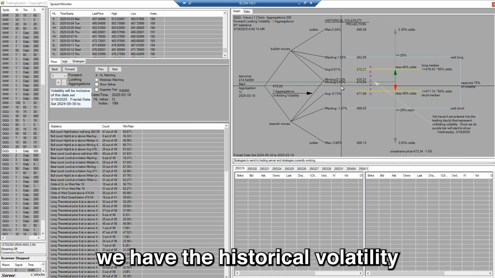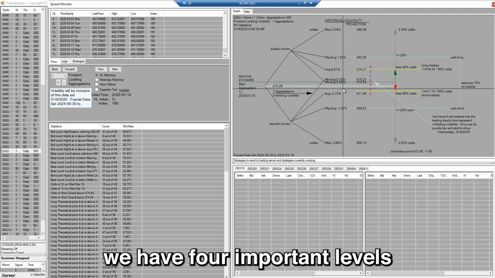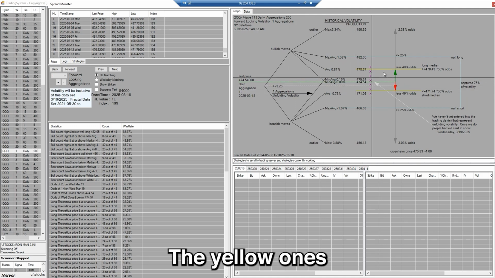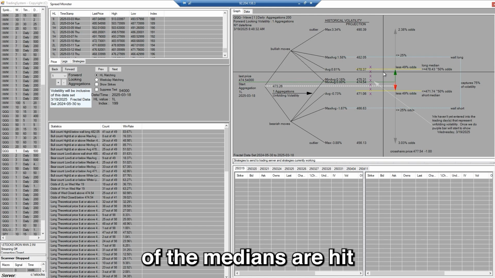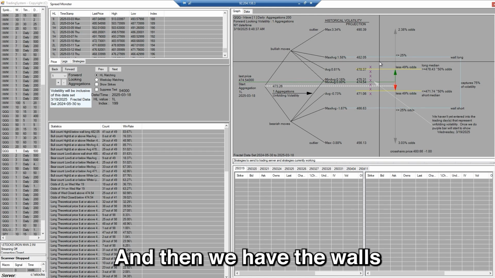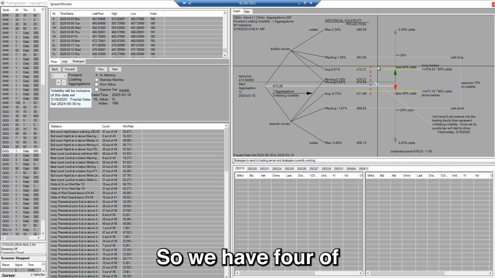The first one, we have the historical volatility projection graph, or the volatility graph. On this one, we have four important levels. The first two are the medians, the yellow ones, for which we have 90% odds that either of the medians is hit, and then we have the walls. There's only a 25% probability to break those walls. So we have four of these important levels, and then we have the density graph.